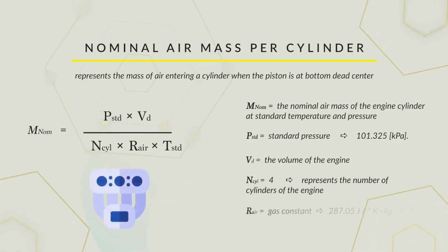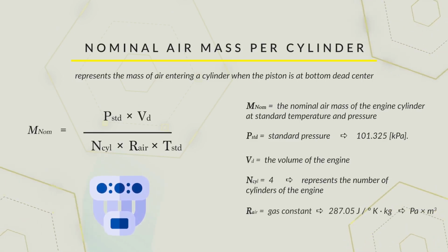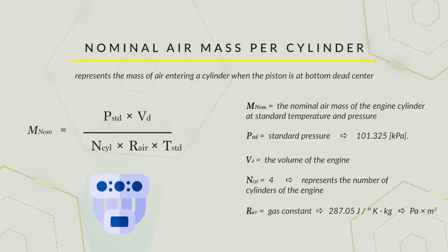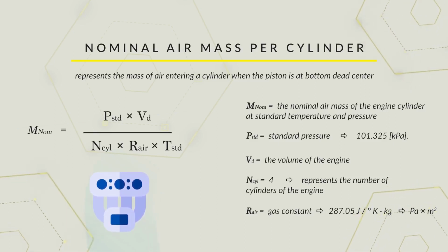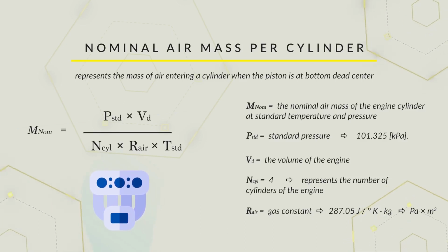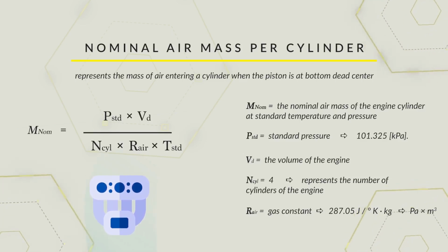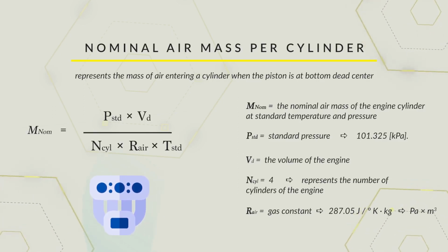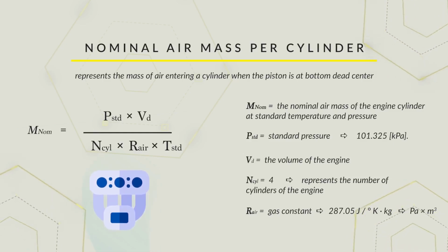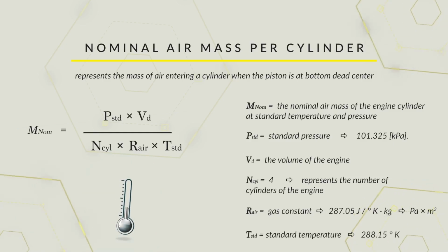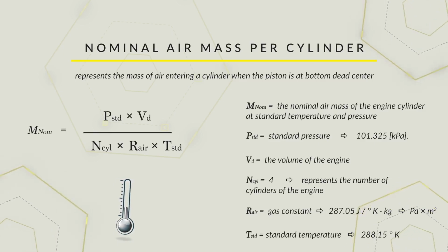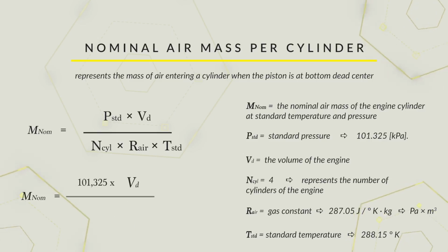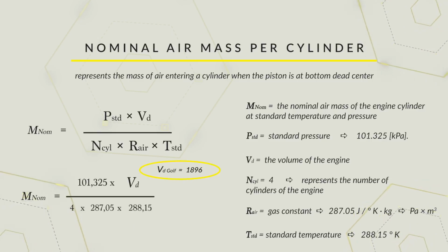RAir, the ideal gas constant, valid for clean air entering the intake manifold, is 287.05 joules per degree Kelvin per kilogram. It will be easier to replace joule with its extended form, pascals by cubic meter. So, pascal times cubic meters per Kelvin degrees per kilogram. TSTD, standard temperature, which equals 288.15 degrees Kelvin. Let's try to apply the formula we have just seen to a Golf 4 TDI 1.9 liter 90 horsepower.